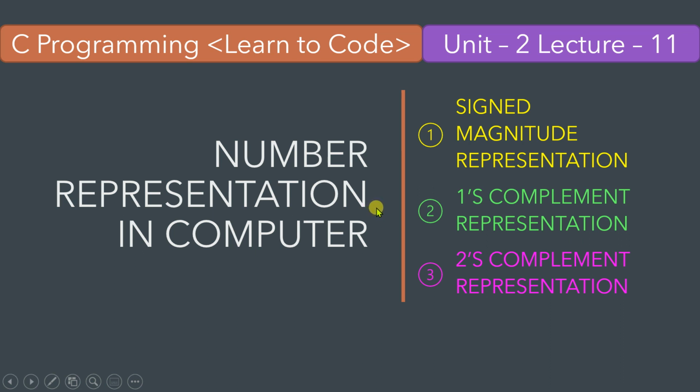in a computer. So there are three ways you can represent a number in a computer. Those are called sign magnitude representation, ones complement representation, and twos complement representation. This lecture is particularly dedicated to the discussion of sign magnitude representation. So let's begin.